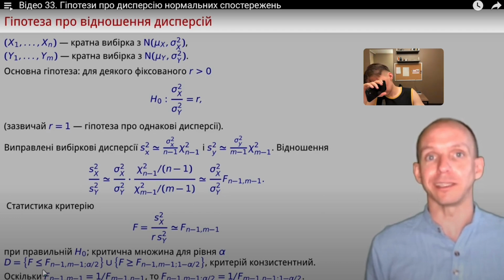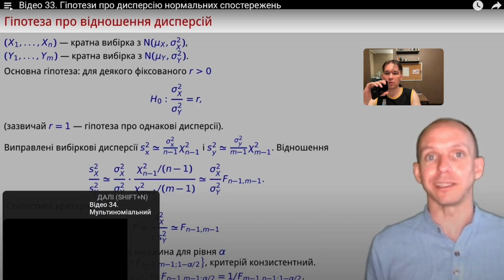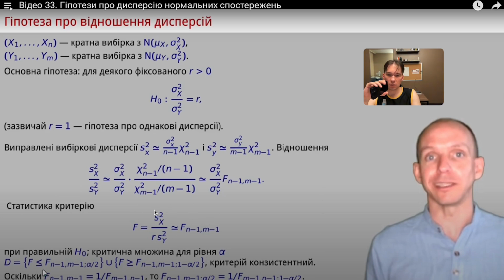And we say that the statistic for the test is this one here, which is basically, as we mentioned, s x squared divided by s y squared times 1 over r, and that has the Fisher distribution with n minus 1, m minus 1 degrees of freedom if H0 is correct.